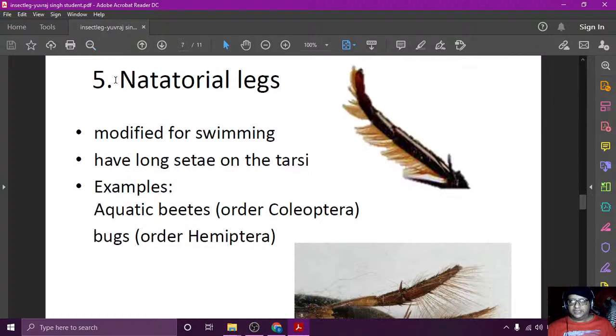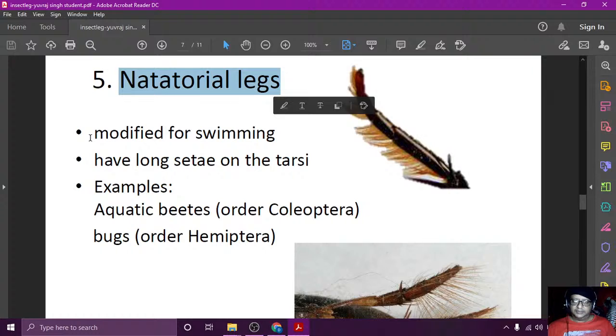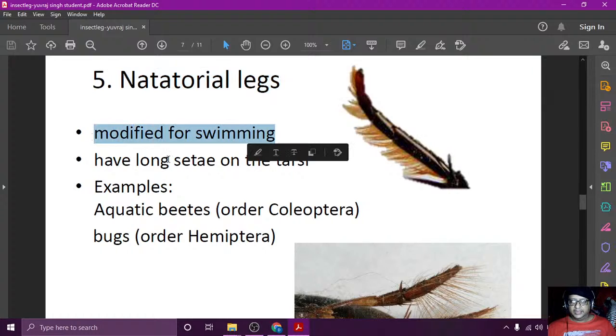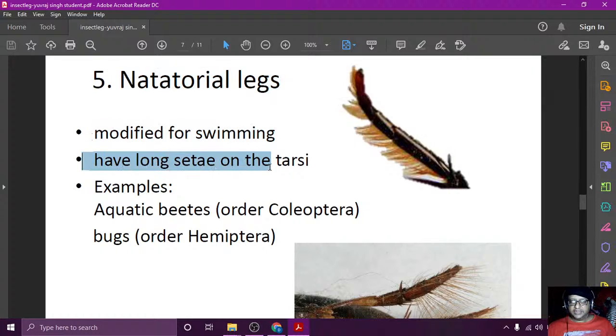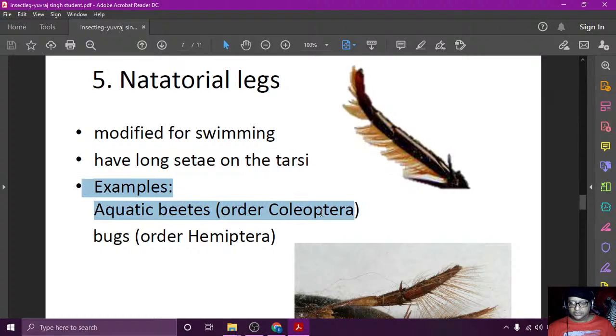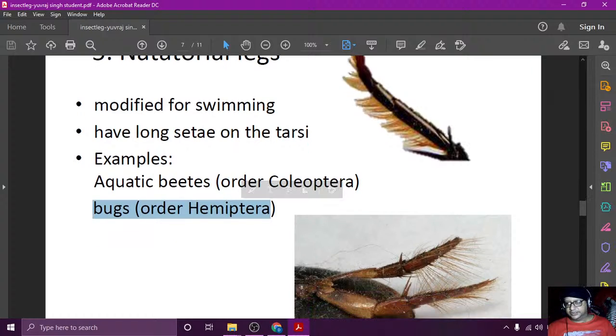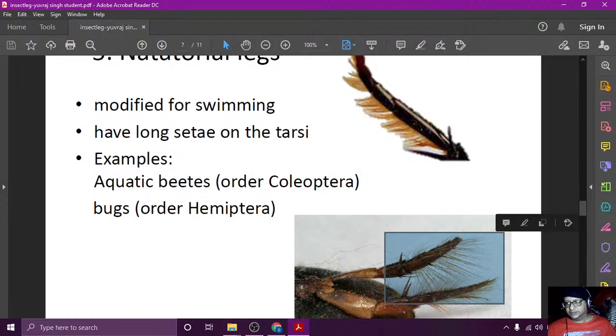Then you have the natatorial legs, which are modified for swimming. They have long setae on the tarsi. Examples are the aquatic beetles, order Coleoptera, and the bugs of the order Hemiptera. As you can see, the long setae are present on these legs.